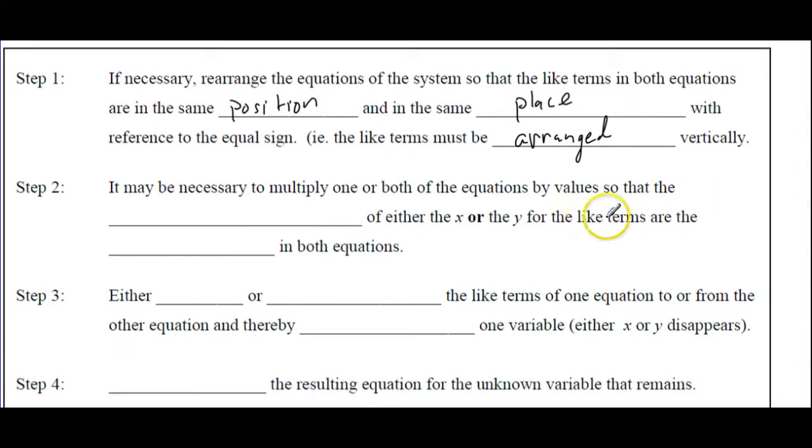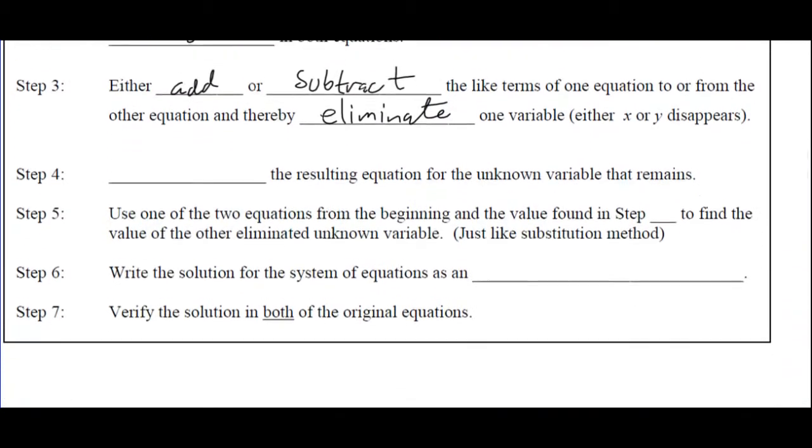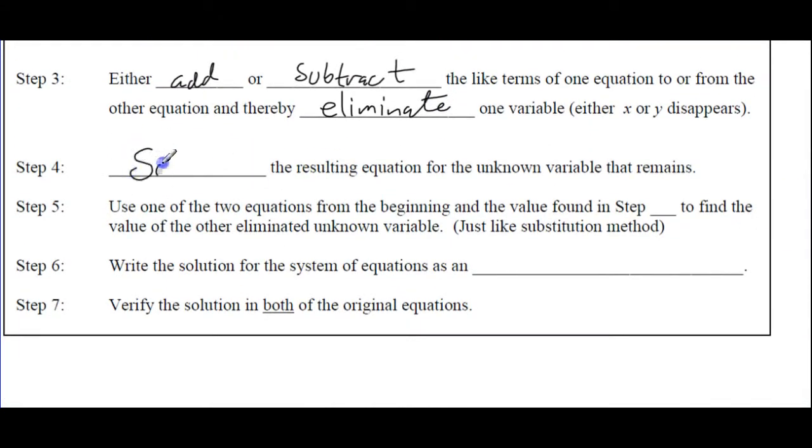It may be necessary to multiply one or both of the equations by values so that the coefficients of either the x or the y for the like terms are the same in both equations. Either add or subtract the like terms of one equation to or from the other equation and thereby eliminate one variable. Okay, so either the x or the y is going to disappear. We're going to solve the resulting equation for the unknown variable that remains.